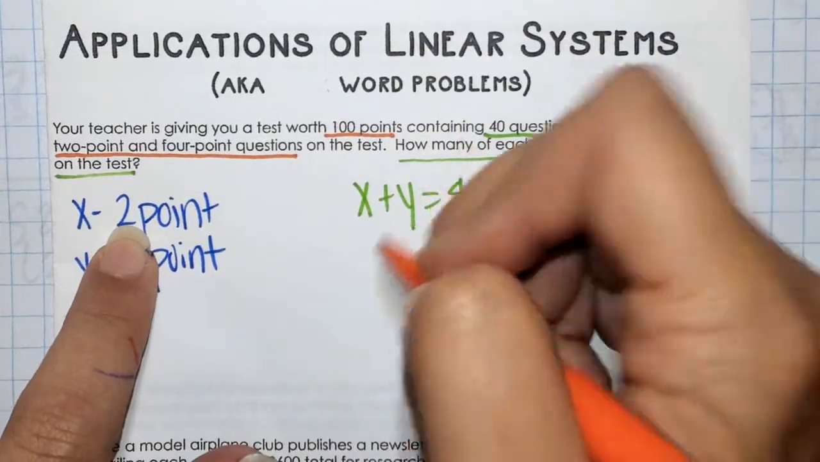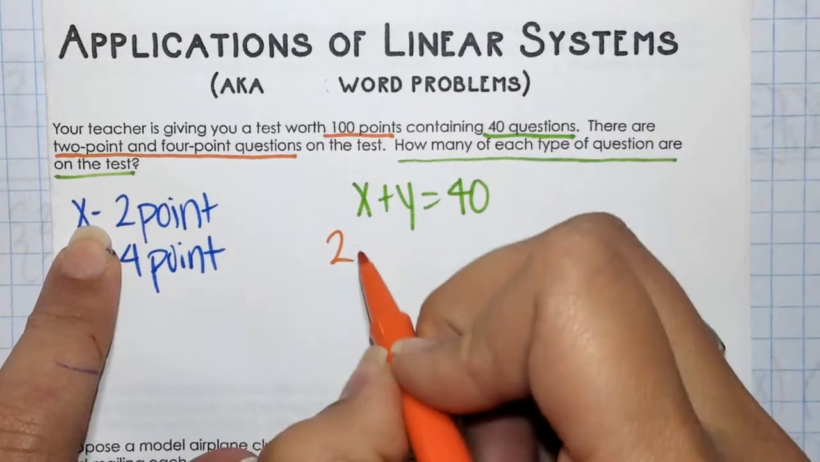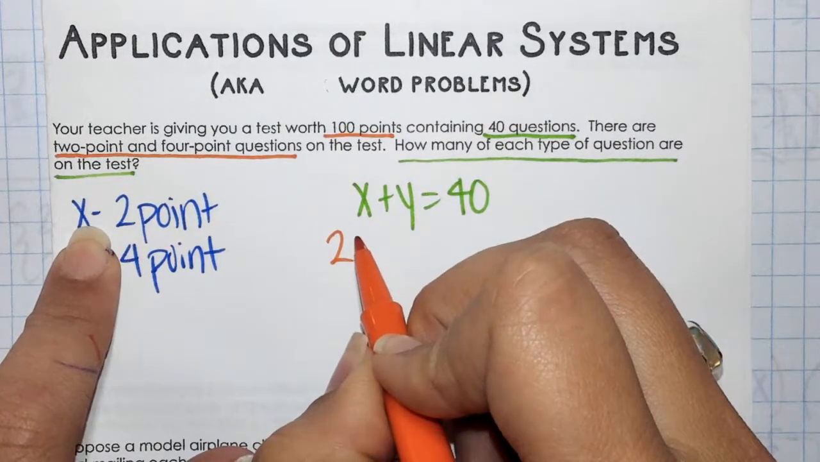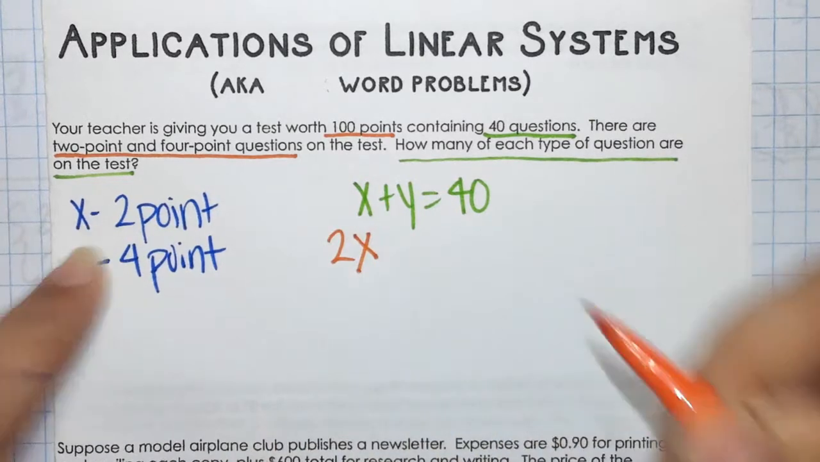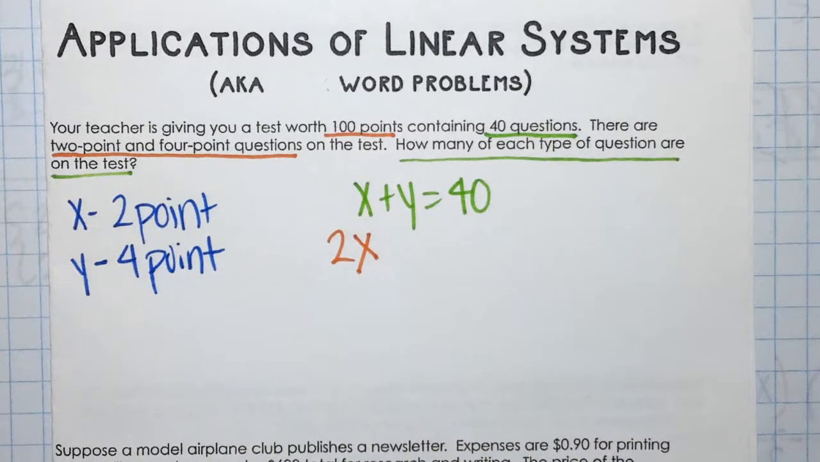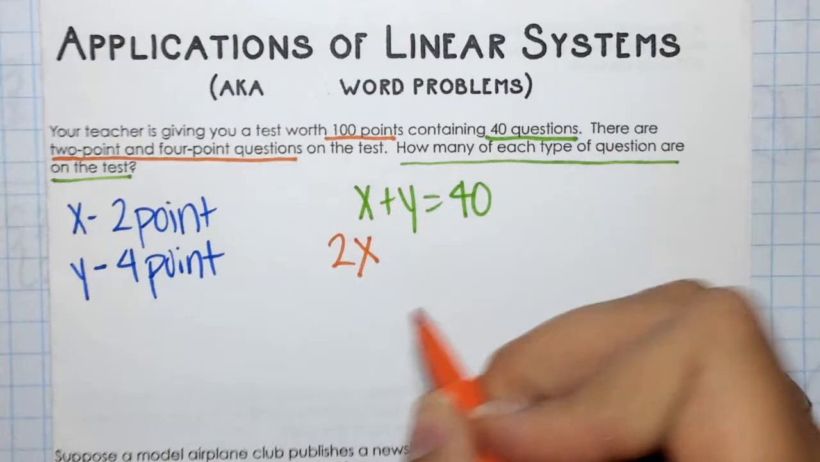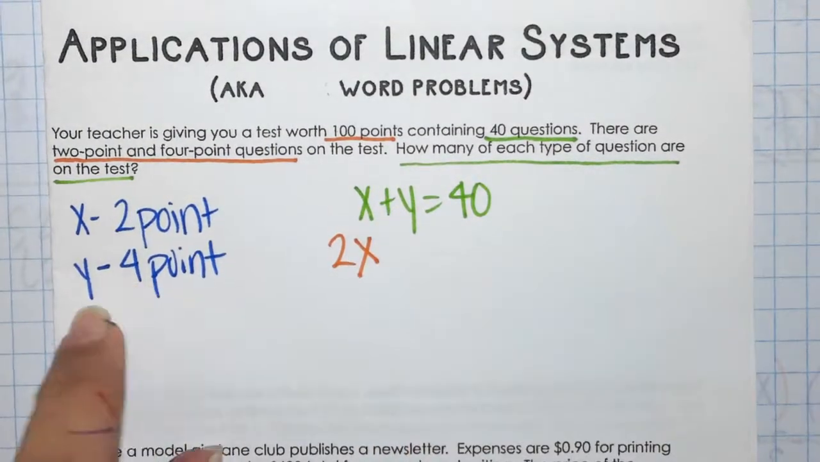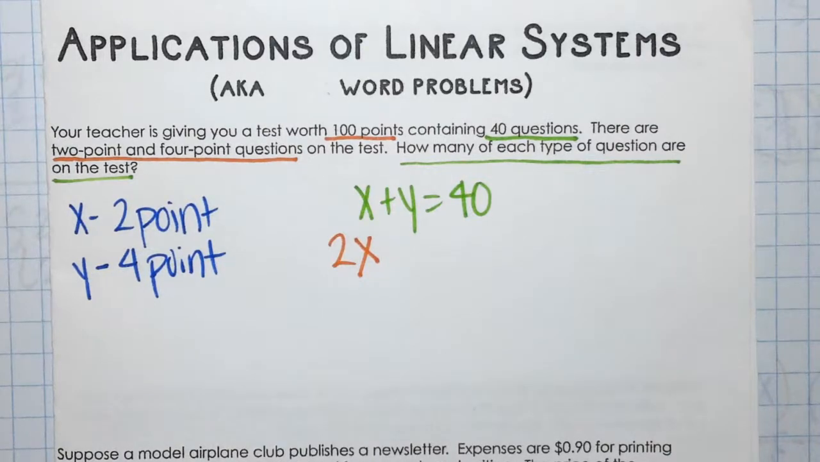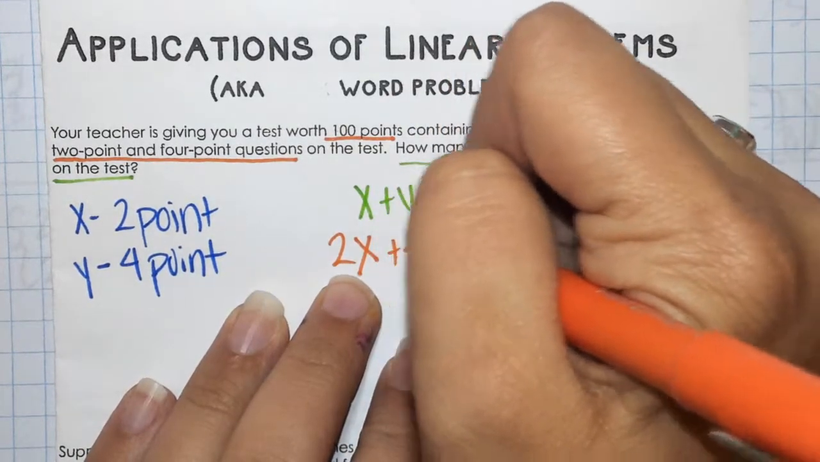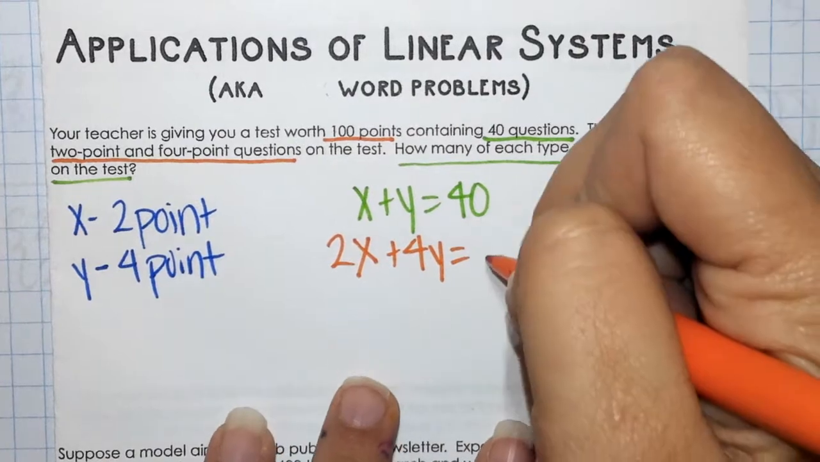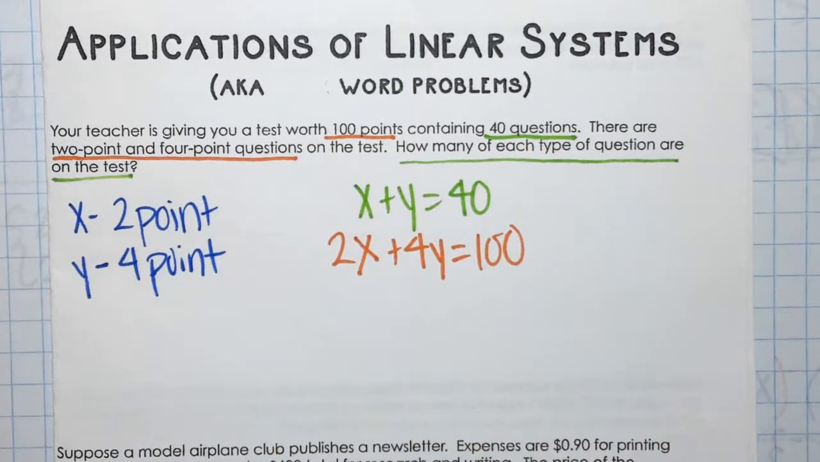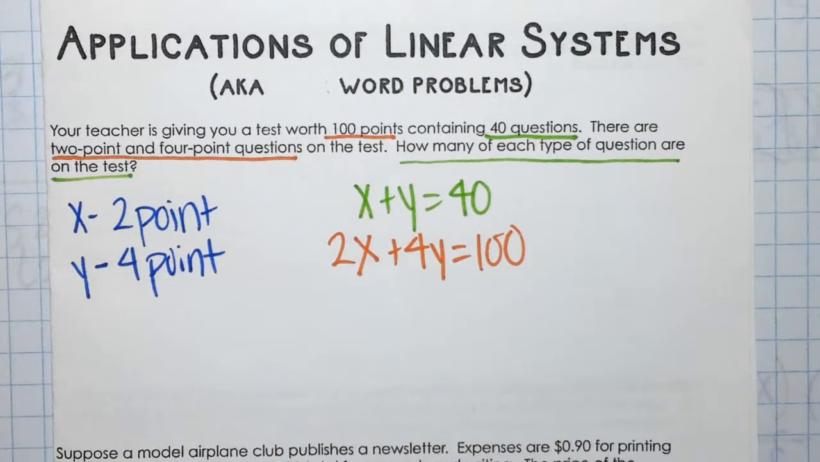So we have 2 points, and we're going to multiply it by what? X. Because we don't know those yet, do we? We don't know how many of those there are yet, so we multiply it by X. So now what are we going to do with the 4 and the Y? Plus 4Y. And how many total points is our test? Does everybody see how we set that up? Isn't it magic?